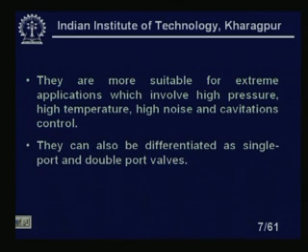They can also be differentiated as single port and double port valves. Already we have seen that there are two types of valves. We can have double port valves and single port valves. In single port valves, shut off is tight, whereas in the case of double port valves, shut off is not tight. But in most industrial processes, we never have a tight shut off; always within a range the liquid will flow.